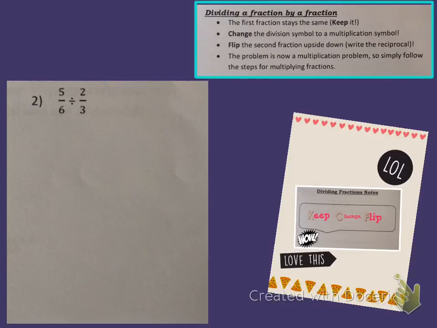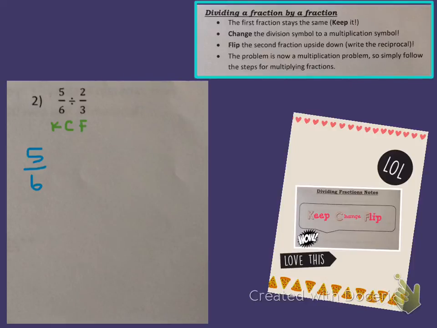Let's try another one. 5/6 divided by 2/3. What's our first step? If you said to write KCF, you are exactly right. Keep, change, and flip. So we are going to keep the first fraction. It stays exactly the same, 5/6.